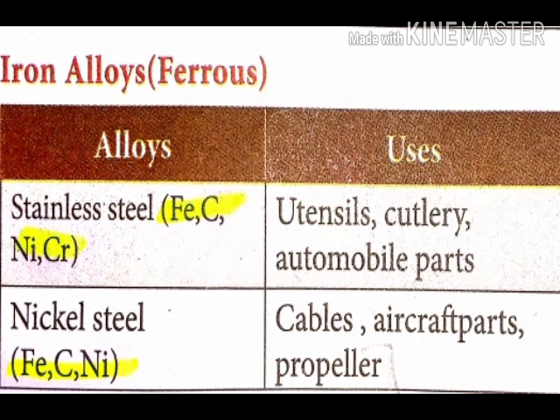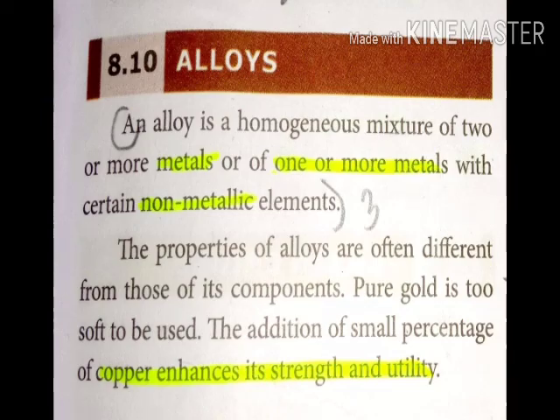So any doubt about alloys? Alloys is nothing but a homogeneous mixture of two or more metals or non-metals mixed together to form an alloy. So the properties of alloys are different from those of its components. Example, we cannot use pure gold for making jewels. When a little amount of copper is mixed, then only we can make jewels, because the copper enhances its strength and utility. So that is known as alloy.